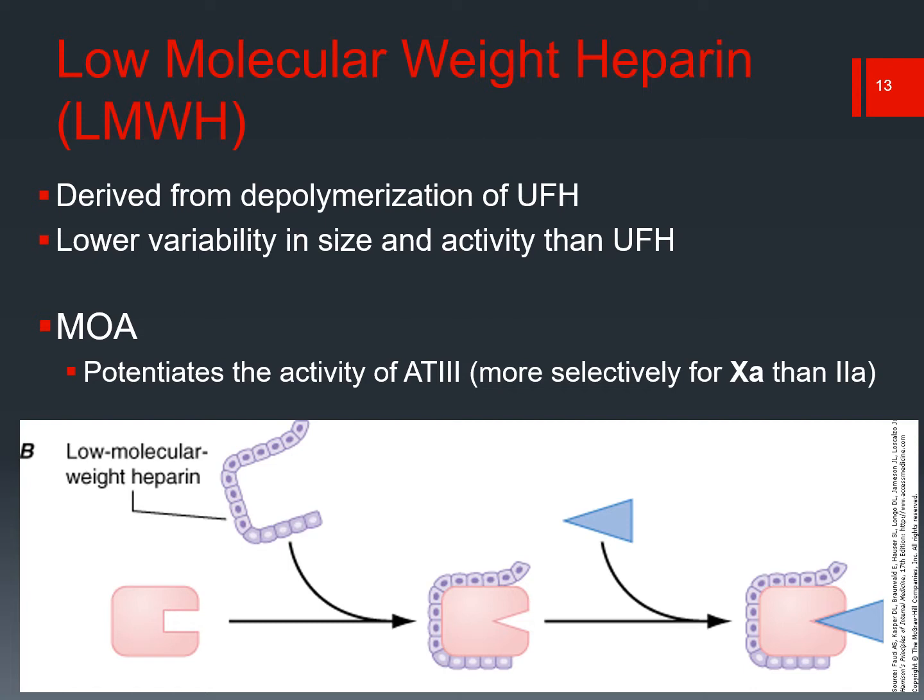So sometimes we get longer or heavier molecular weight heparin, and then that would potentiate the activity of antithrombin 3 to be able to inactivate factor 2A. But when we talk about low molecular weight heparins, we are talking more specifically about their selectivity for 10A using antithrombin. They do have the ability to block 2A as well, but not as common.